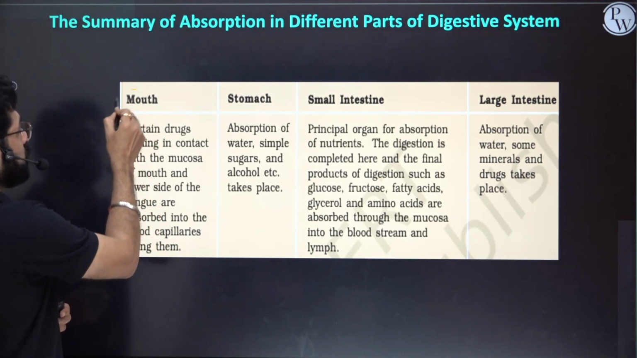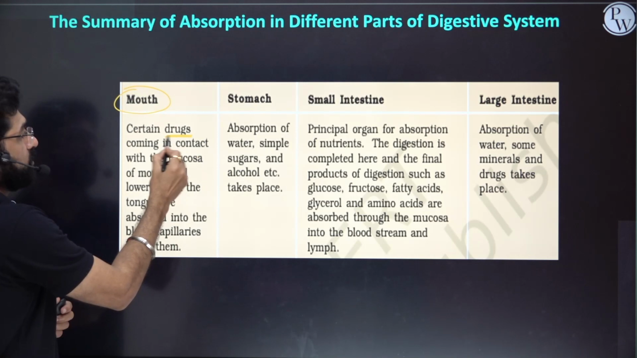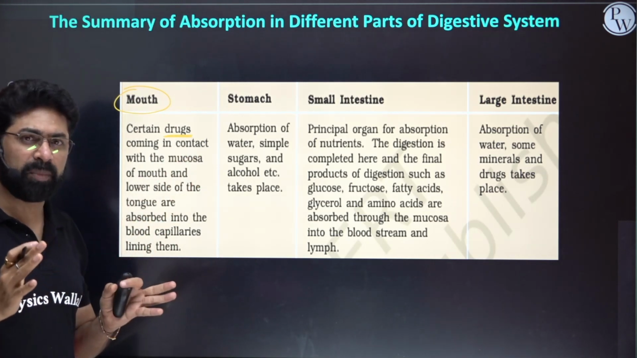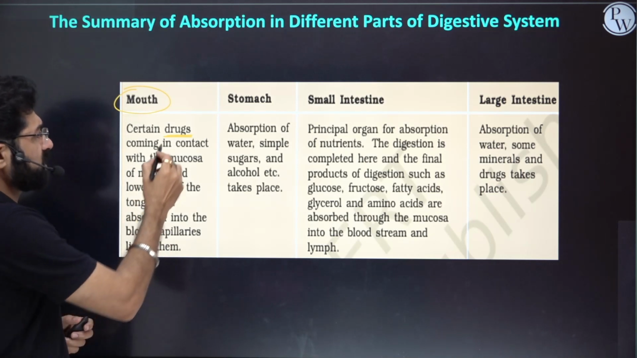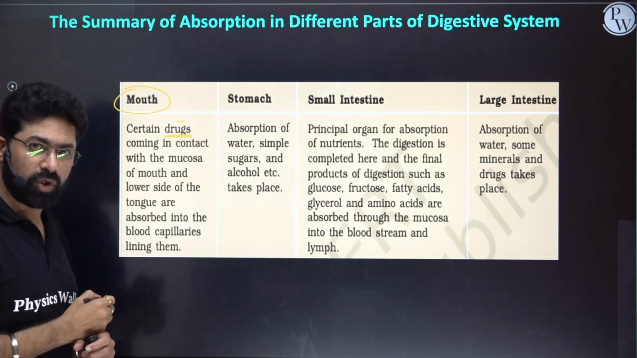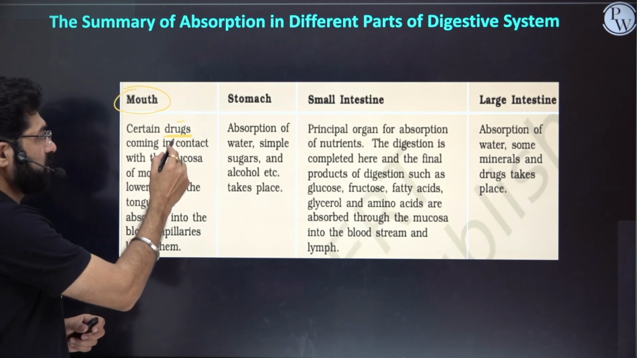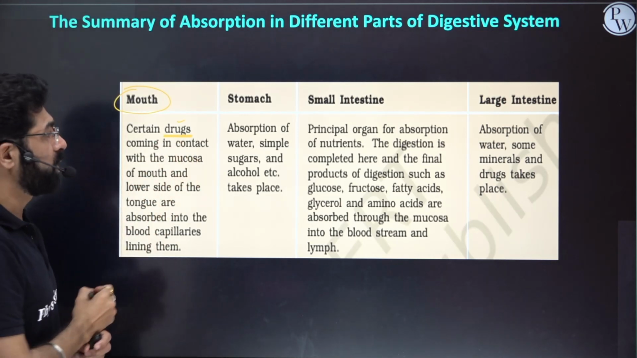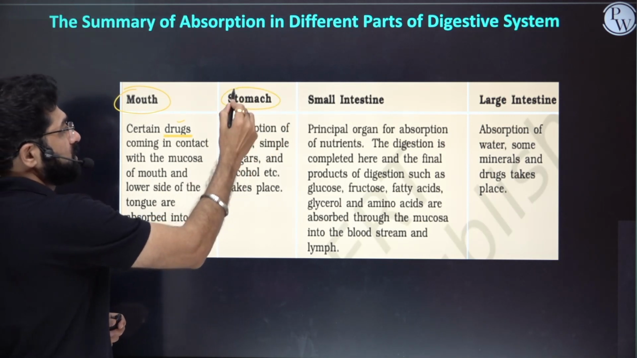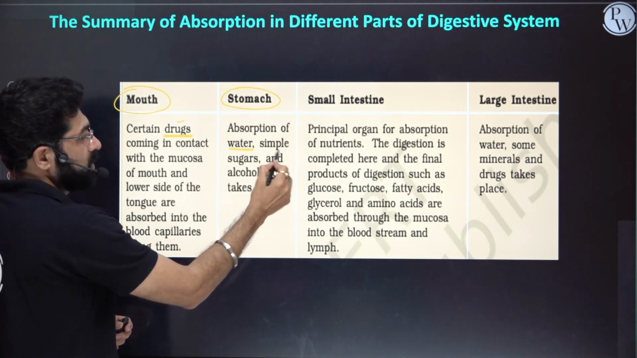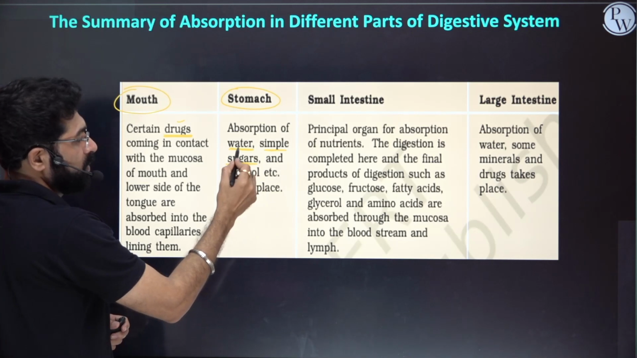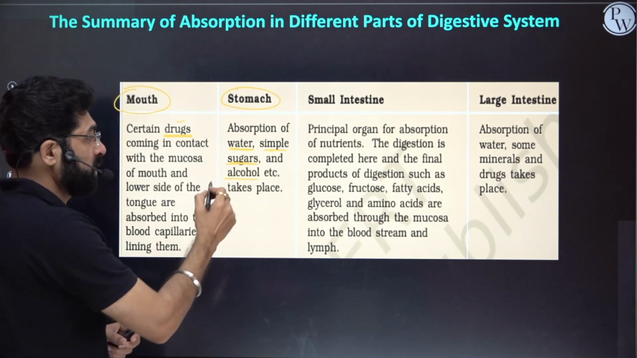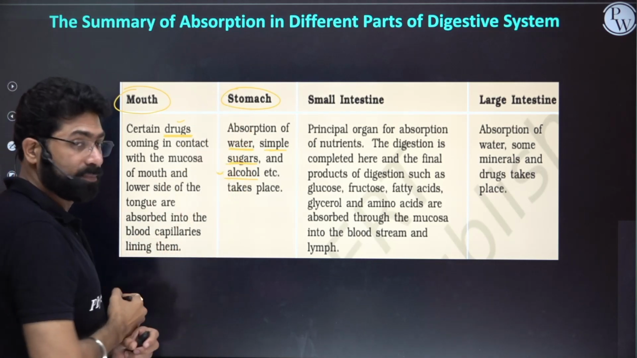For example, in the mouth, some drugs can be absorbed here because below the tongue, there's an extensive capillary lining. So there, some drugs can be absorbed in the mucosal lining. Having so many extensive blood capillaries, some drugs can be absorbed. In the stomach region, you can see some monosaccharides can be absorbed, like simple sugars. Water can be absorbed, and even alcohol absorption can take place here. Most of the alcohol is absorbed in the stomach only.